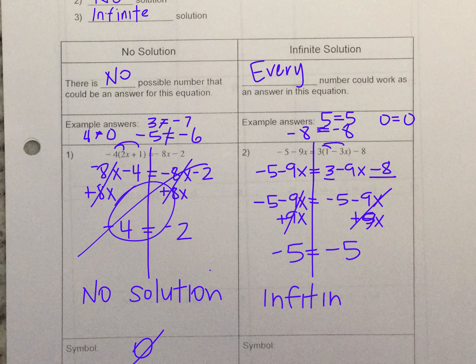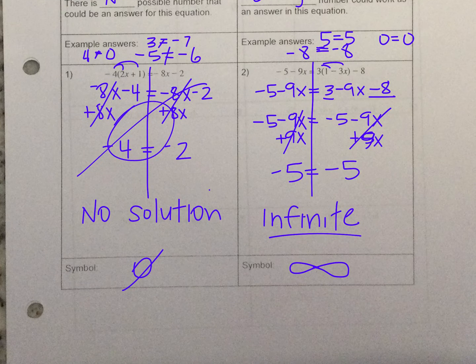Infinite, I spelled that wrong. I-N-F-I-N-I-T-E. Infinite number of solutions. And instead of having to write the word out, we just do the infinity sign, which is like a sideways 8 kind of. All right. Flip over to the next page.